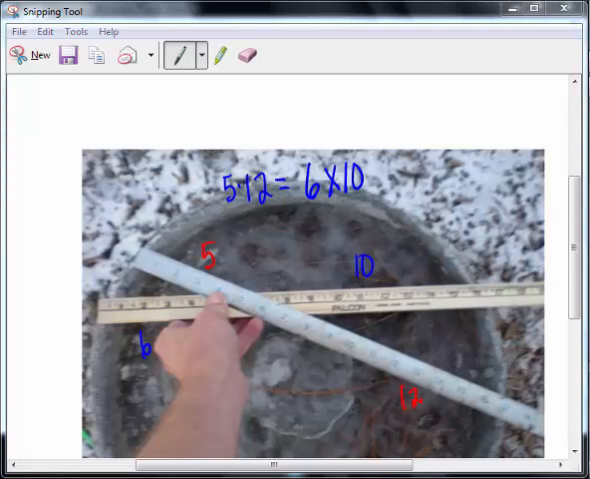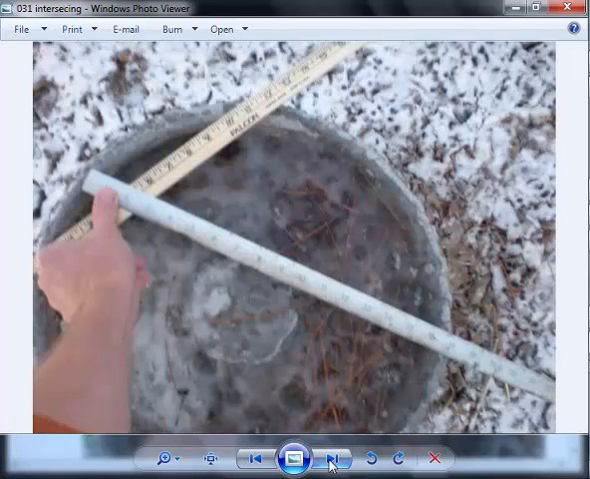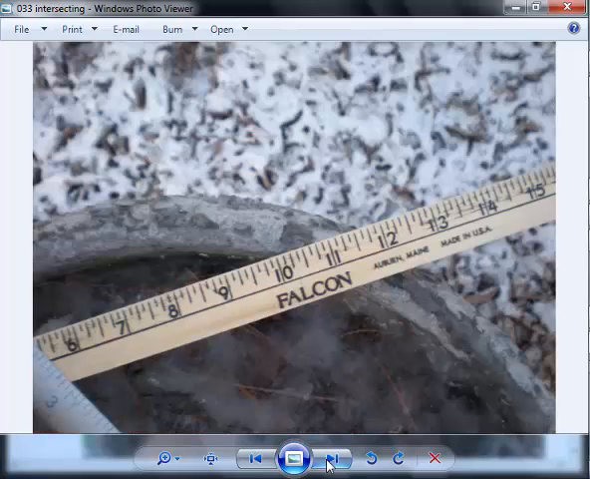Let's look at some more of those. Oops. Here's another one. Yeah, I showed that one over again.